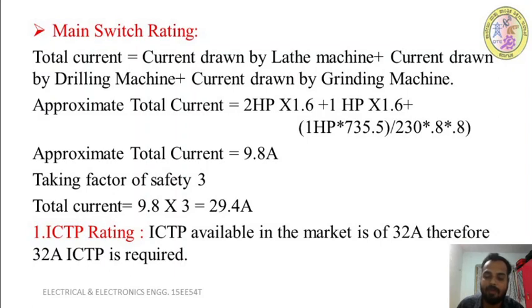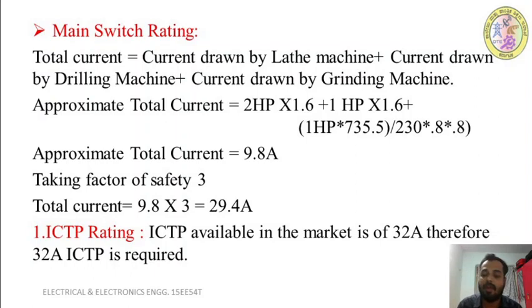So first, what do we have to calculate? First we have to calculate the main board equipments. What are the equipments which we are going to place in the main board? We are using an energy meter. Along with the energy meter we are using a main switch, and along with the main switch we are using MCB and ELCB and indicators. All these things are placed in the main board.